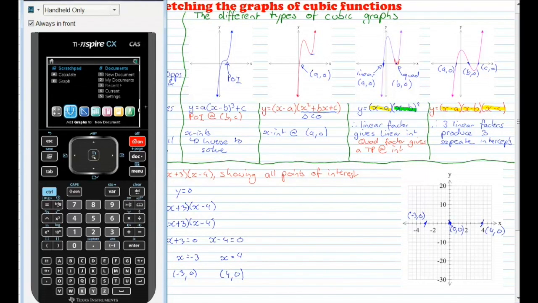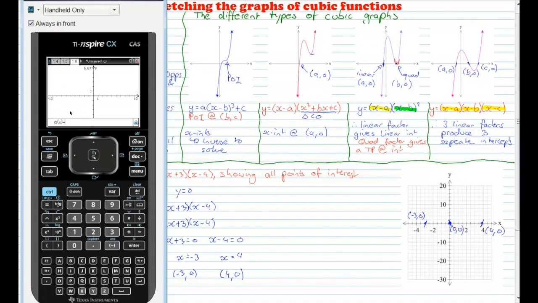Alright, so on your CAS calculator, what you're going to do is open up a graphs page, like so, and you're going to enter in the equation of the line, that is x multiplied by x plus 3 multiplied by x minus 4. Press enter, and as you can see now, the graph looks like it does there. But, of course, that doesn't actually show the full graph, does it? Because it's been cropped out because of the screen size.